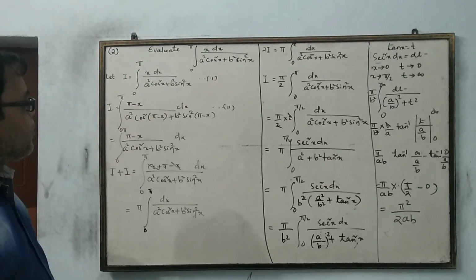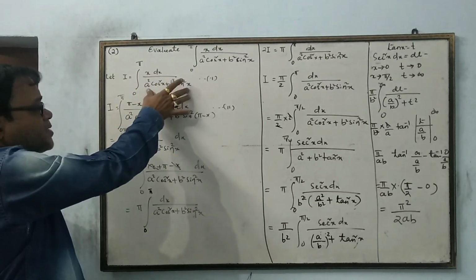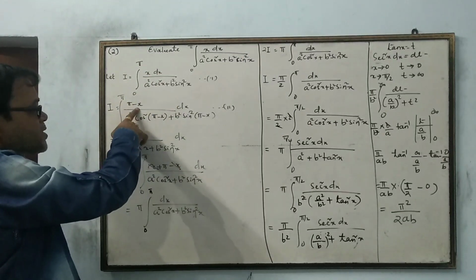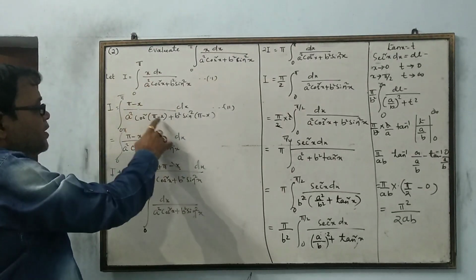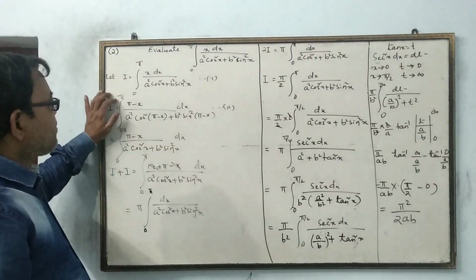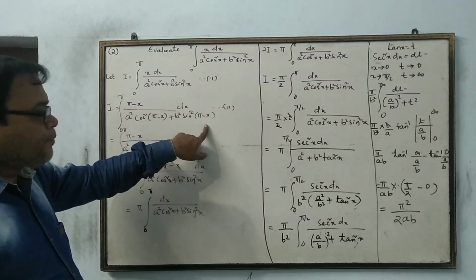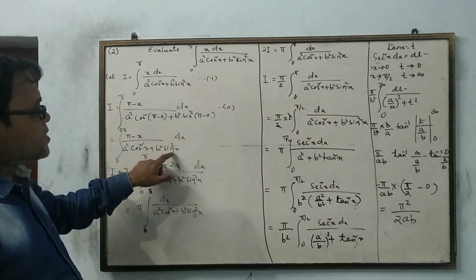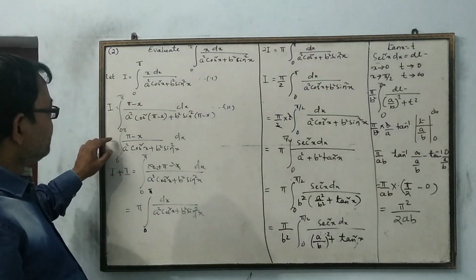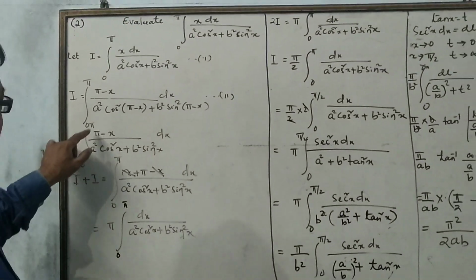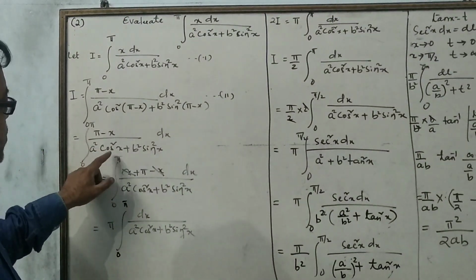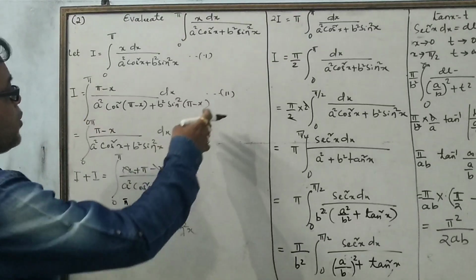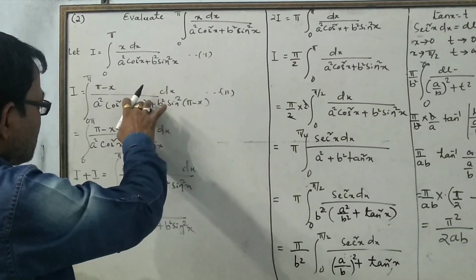Now put the property number 1 that this is f of x. Therefore, you can use 0 to a, so a minus x instead of writing x. Here a stands for pi, so we have pi minus x. Cos square of pi minus x becomes cos square x, and sin square of pi minus x is sin square x. Thereby, we have got the integral from 0 to pi of pi minus x by a square cos square x plus b square sin square x, which is also I.